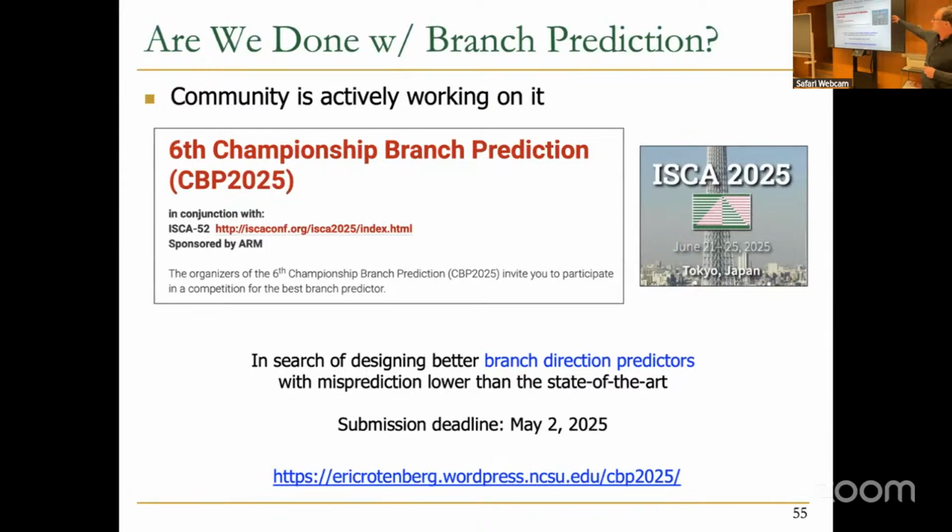The goal of this championship branch prediction, this is, I think, the 6th edition, right? Last edition was, I don't know how many years ago, maybe 5, 6, 10? 16, okay, 10, almost 10 years ago. So I didn't guess completely wrong.